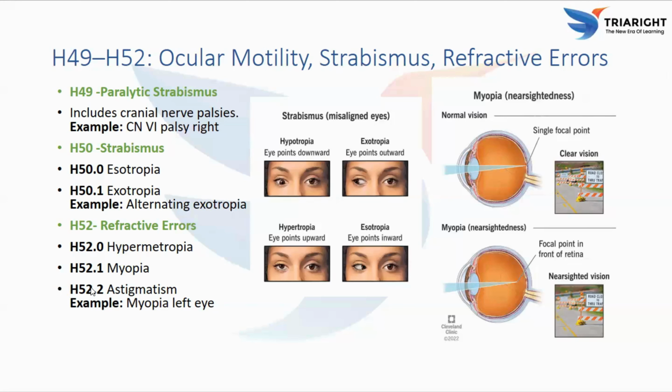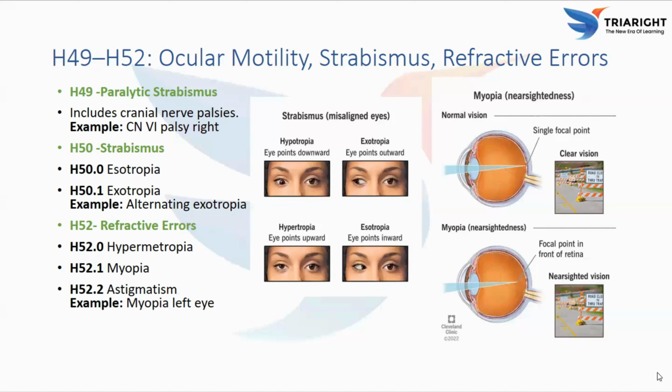So light focuses behind the retina, whereas H52.1 is for myopia. It is nearsightedness, so the light focuses in front of the retina. The diagram on the right side shows this clearly. H52.2 is for astigmatism. Astigmatism is nothing but the eye has an irregular curve which is causing distorted vision.